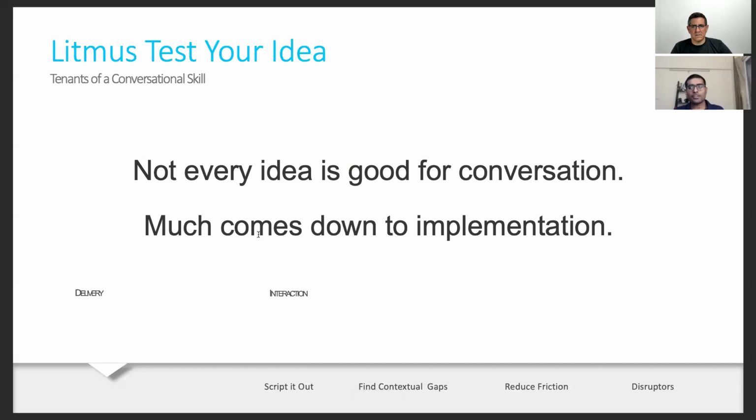And a lot of it comes down to how you implement this idea in the skill, right? Like the bouquet ordering stuff that I was talking about. At the end of the day, you can order flowers on an Alexa skill, but if it's going to take you 10 steps, why would a user want to use that on their Echo device rather than using, say, a mobile phone to do something like that? So that is kind of the biggest tenet of a conversational skill.